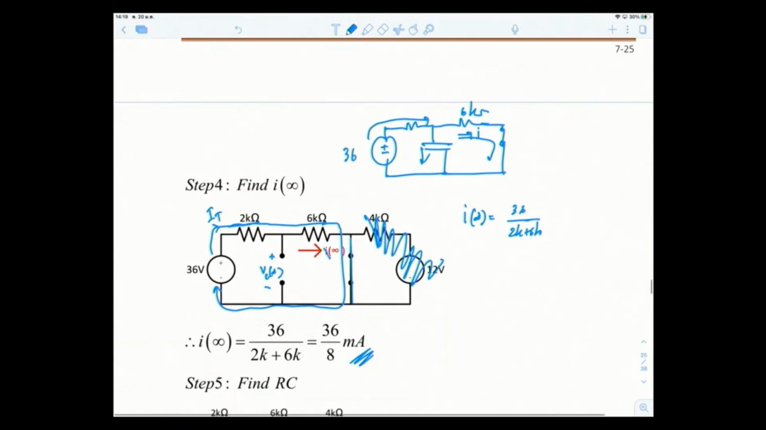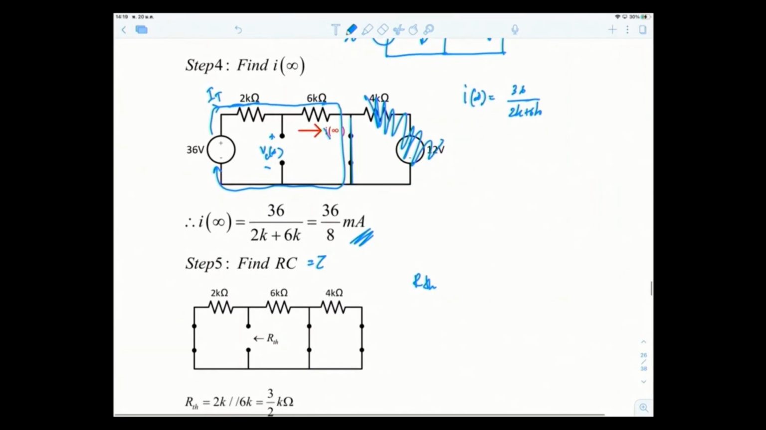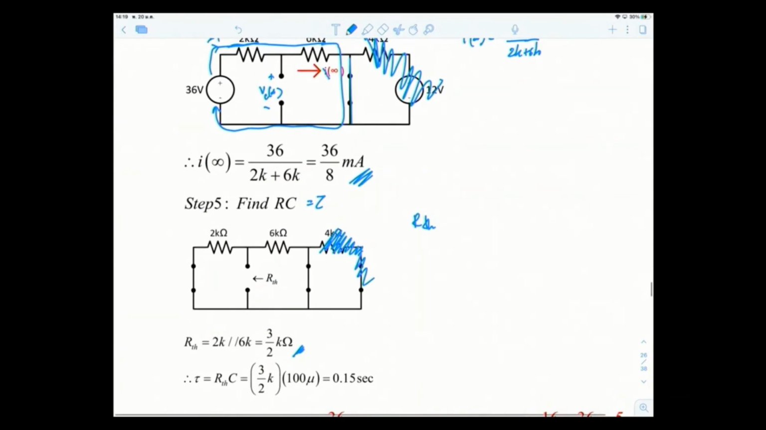Next step, find tau. Tau in this case is R equivalent times C, or R Thevenin. So this is your circuit. R Thevenin, looking through where the capacitor is, of course this is short, and you short your voltage source also. So therefore, it's simply 2K and 6K in parallel. And you get your tau to be 0.15 seconds.